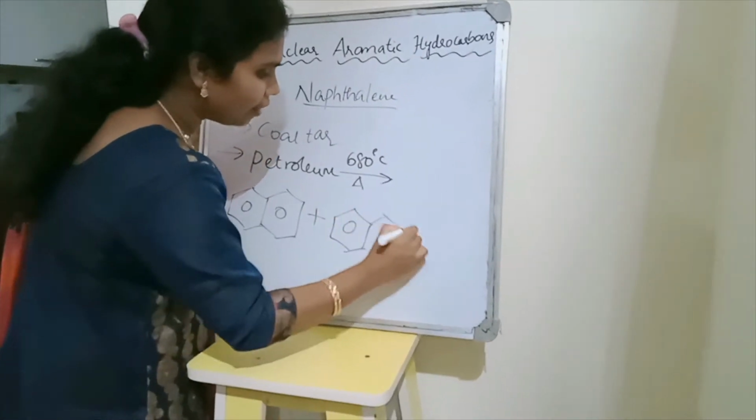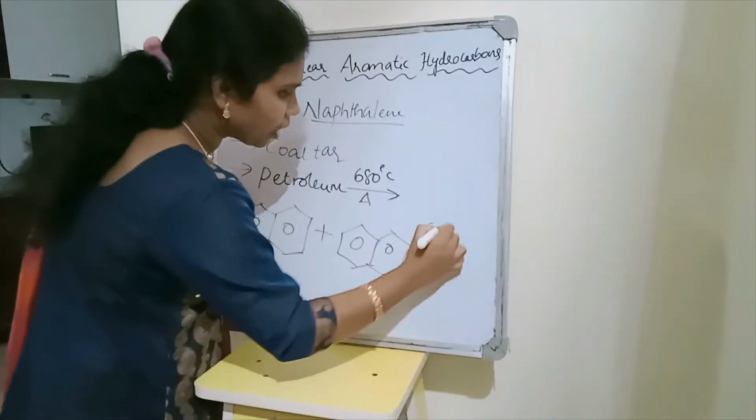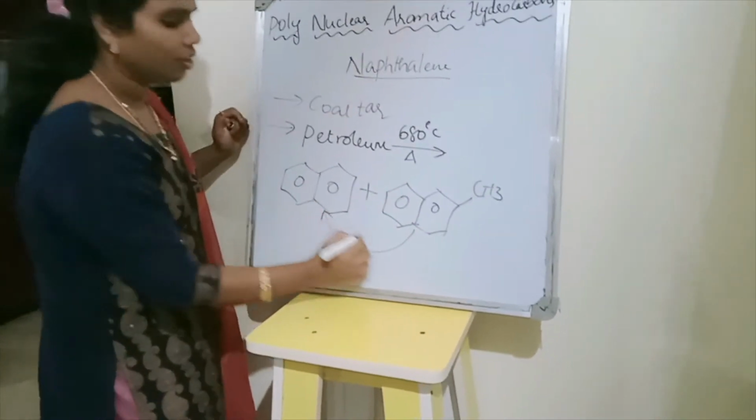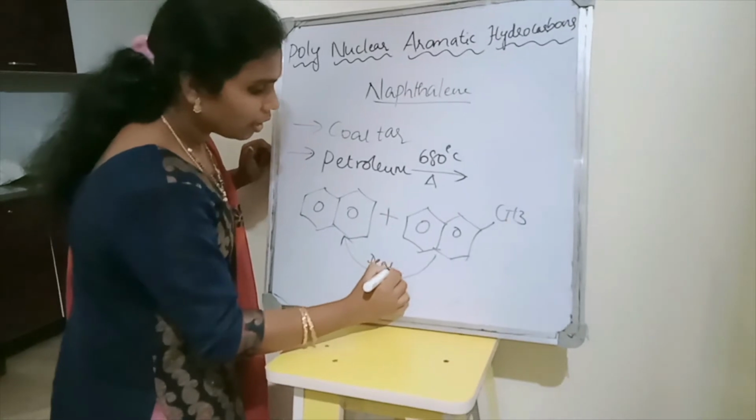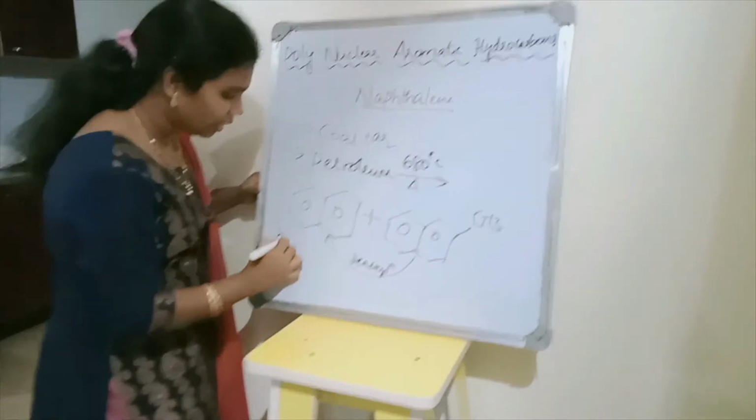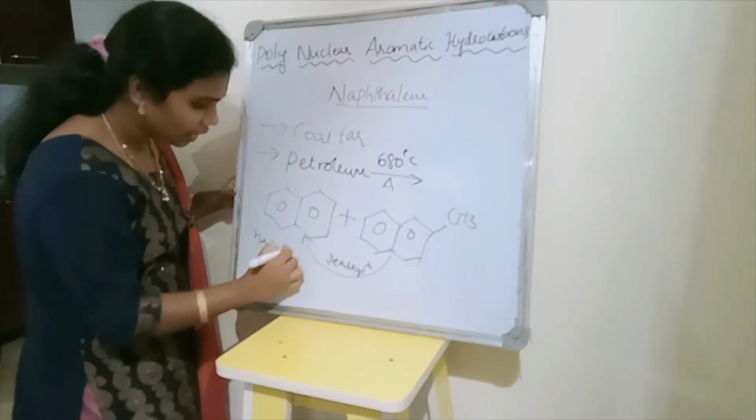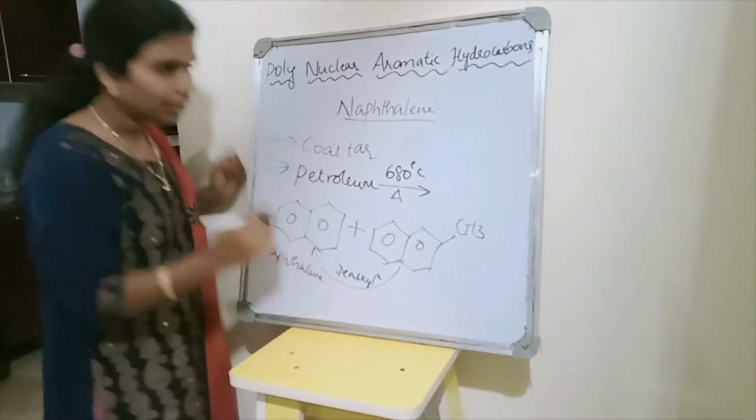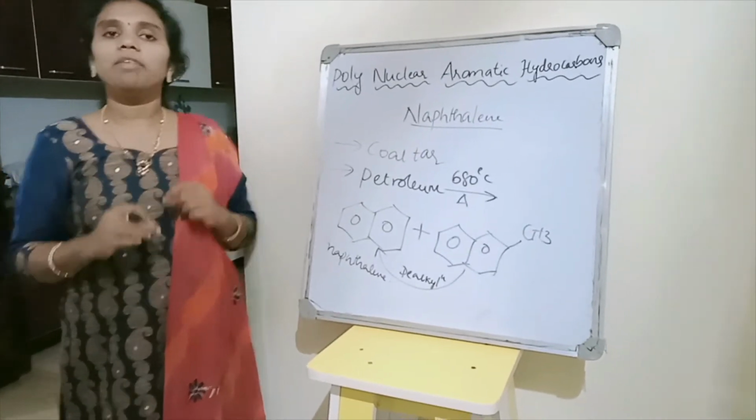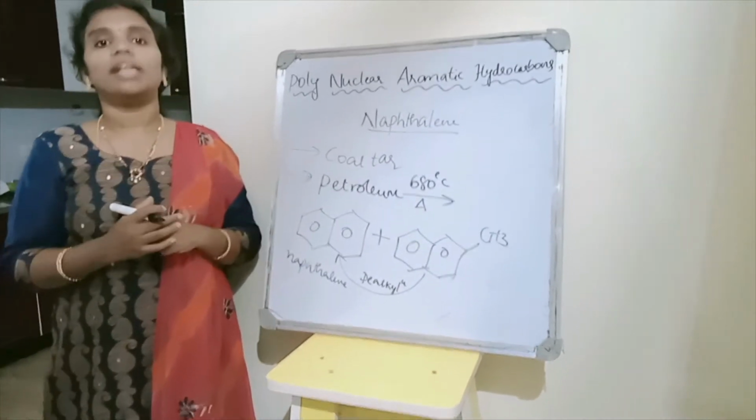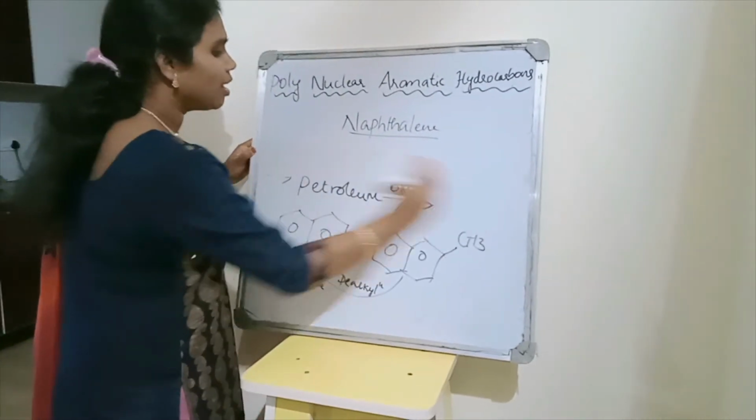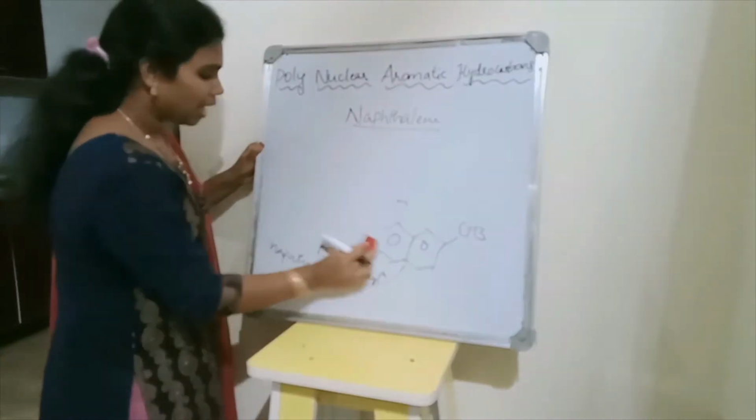This methyl naphthalene undergoes dealkylation to give naphthalene again. So here the reaction that happens is dealkylation. Finally you are getting naphthalene as the main product. This is the general approach. Other than this, there is one more important method where 5 steps are taking place. That is called Haworth synthesis. Let's discuss that to prepare naphthalene.